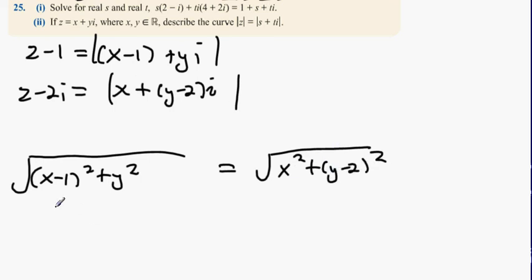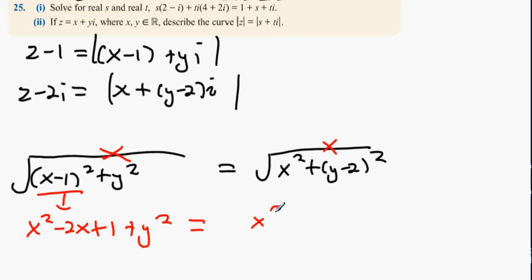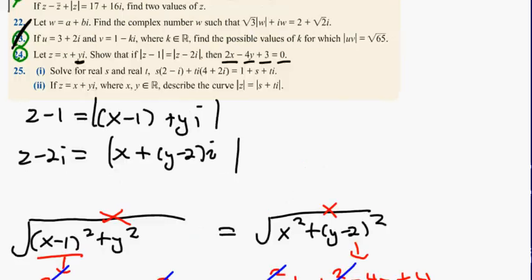So look, we can get rid of the square root signs because they are on both sides. So we're going to get x squared minus 2x plus 1, that's what happens when you square that out, plus y squared equals x squared plus y squared minus 4y plus 4. What happens when you square that one out? The x squareds on both sides will cancel. The y squareds on both sides will cancel.